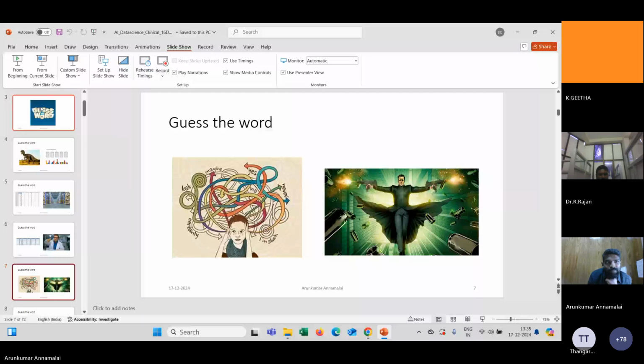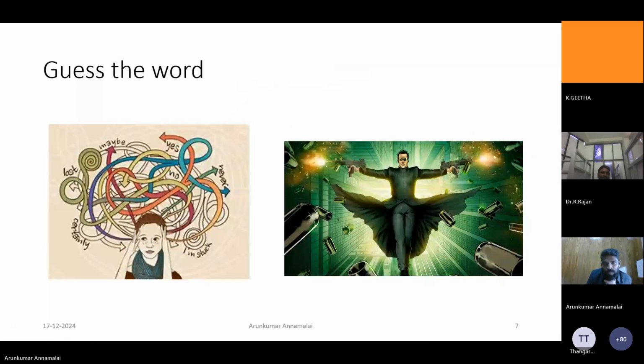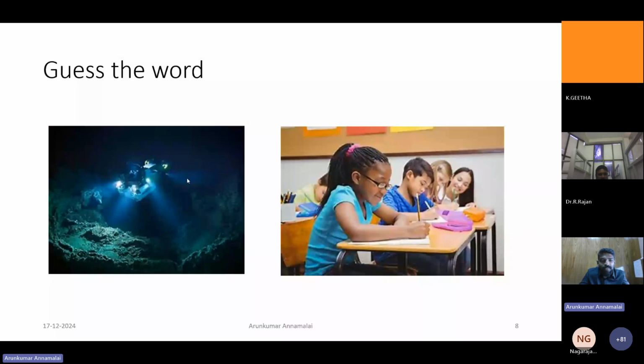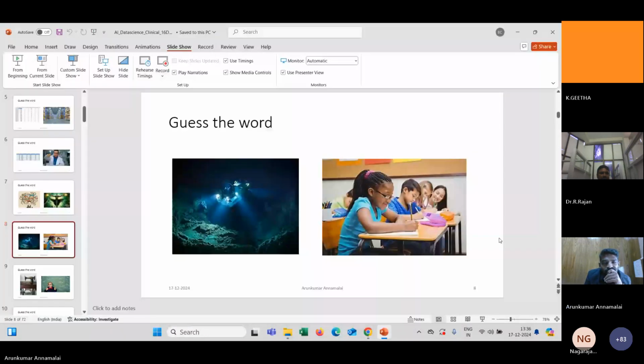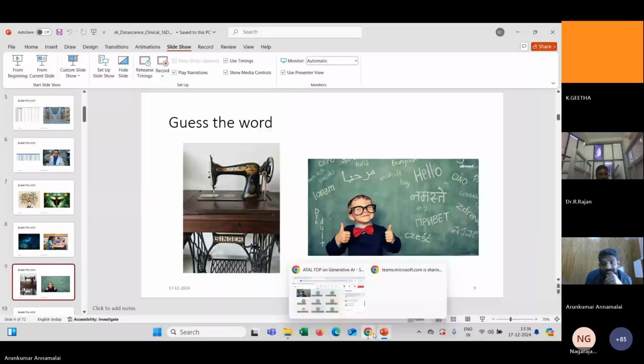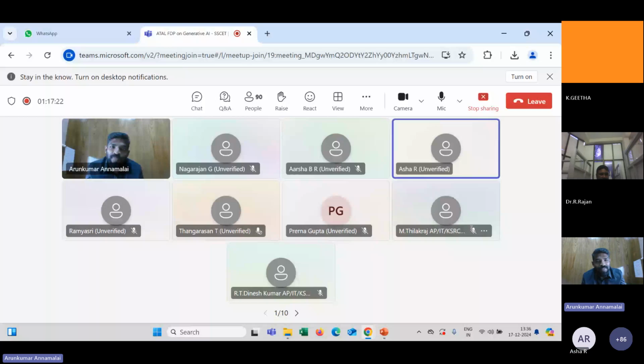What about this? Anyone? Confusion matrix. This one, easiest. Okay. What about this? Okay, this is deep learning. What about this, the easiest? Machine learning. Machine learning, that's right.